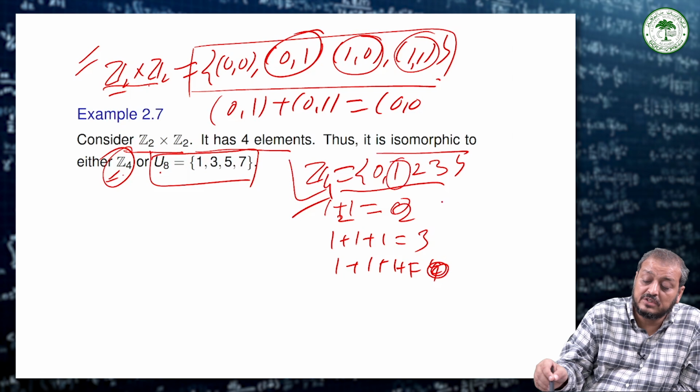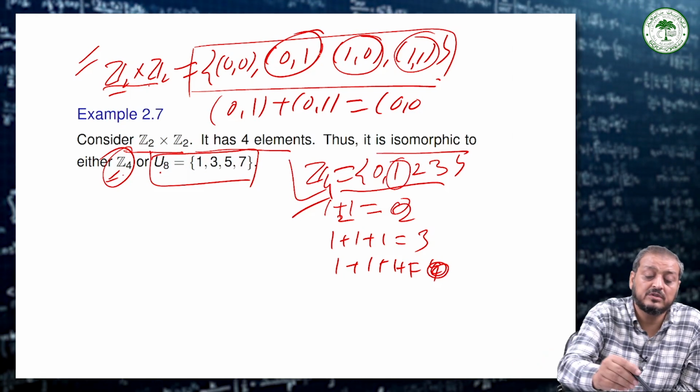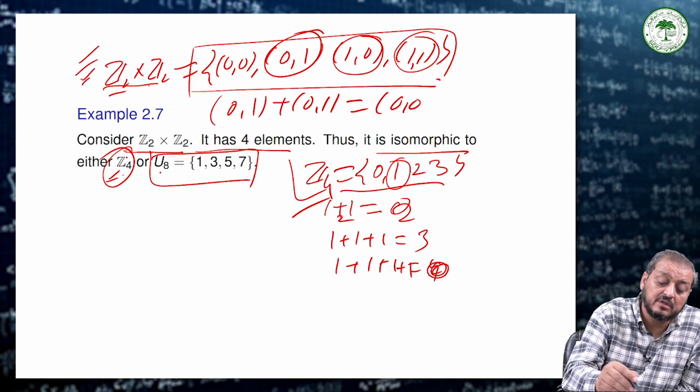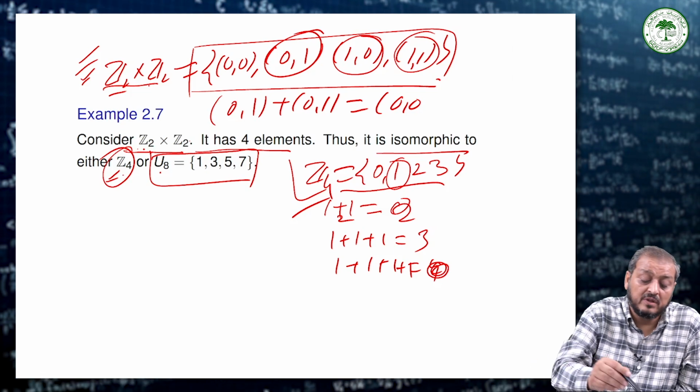So this means that Z4 is generated by 1, and this means there does not exist any such element in the other group. This group is non-cyclic. So clearly this Z2 cross Z2 is not isomorphic to this Z4.